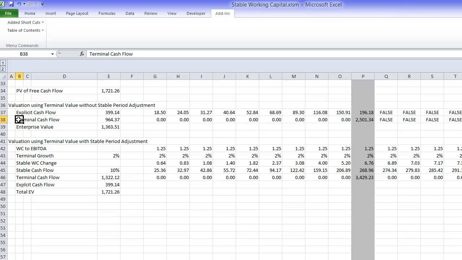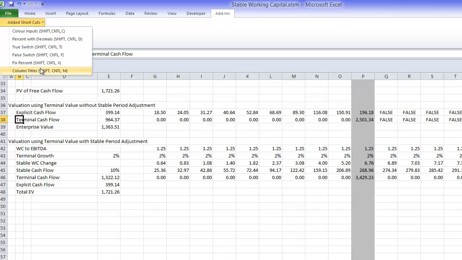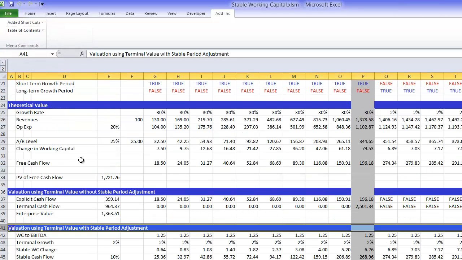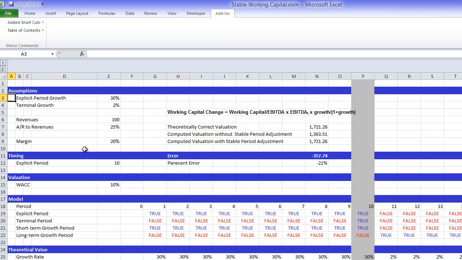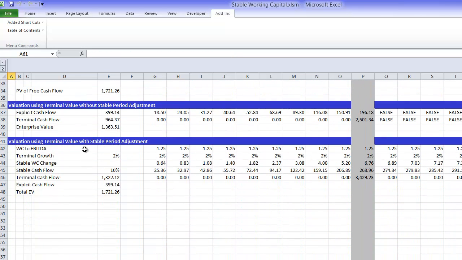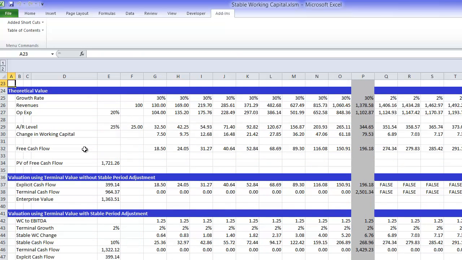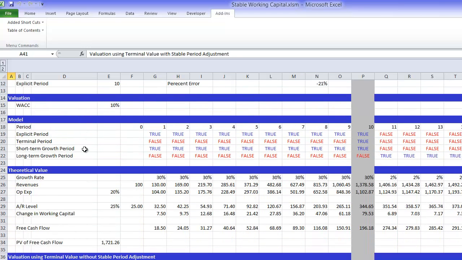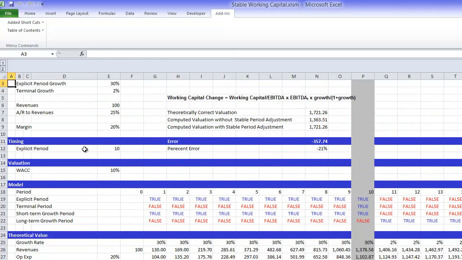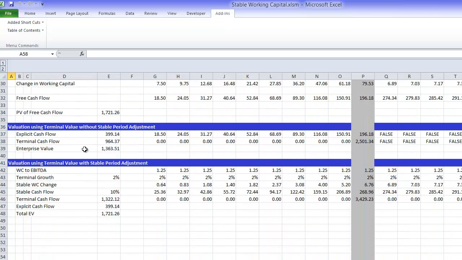I'm going to try something. If I go to the shortcuts and put column titles, then you can get the column titles. Maybe that doesn't look very good. You can go and adjust that shortcut macro yourself if you like. Oh well. Okay, that's enough of that video.